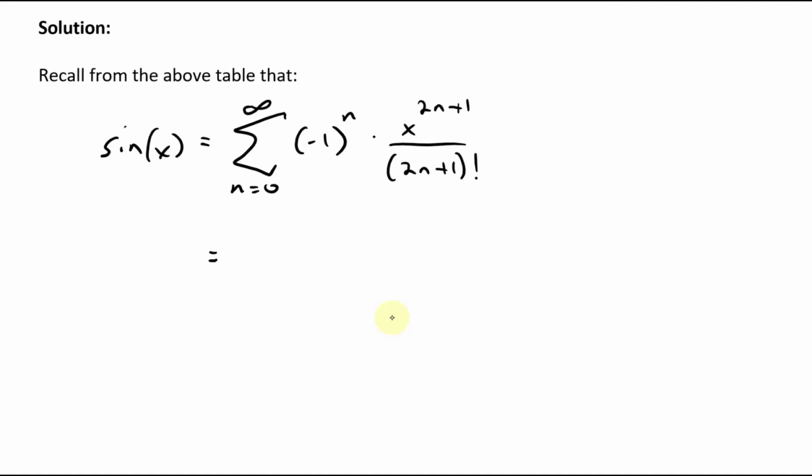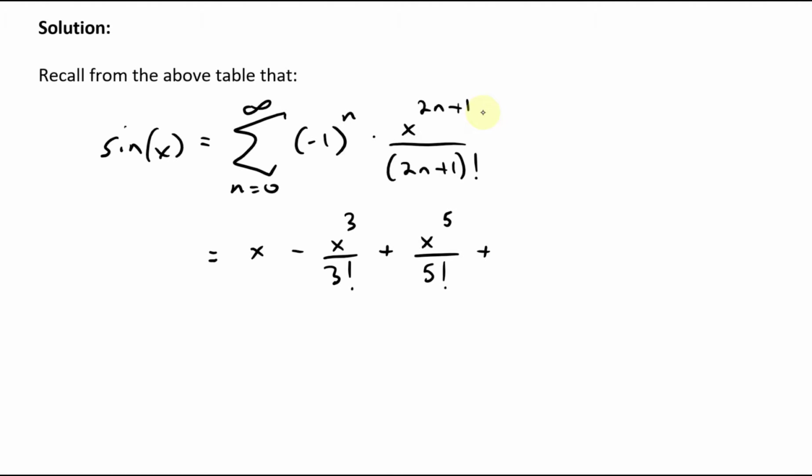The first one, when you plug in n equals 0, it just becomes positive 1, so x over 1 factorial. The next one, when you plug in 1, becomes negative, and the 1 inside becomes the 3, so it's x cubed over 3 factorial. The next one is plus, because (-1) times (-1) is positive 1. Then 2 times 2 is 4, plus 1, so 5, so it's x to the 5 over 5 factorial.